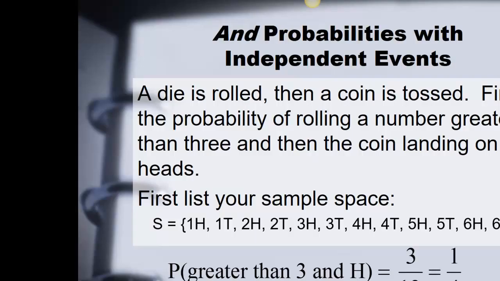So how many from our sample space have the die being greater than 3 and landing on heads? How many times does that occur? Well, we have 3 times, because we're looking at 4H, 5H, and 6H, H representing heads. And how many of the total outcomes? We have 12. So that gives us 1/4.